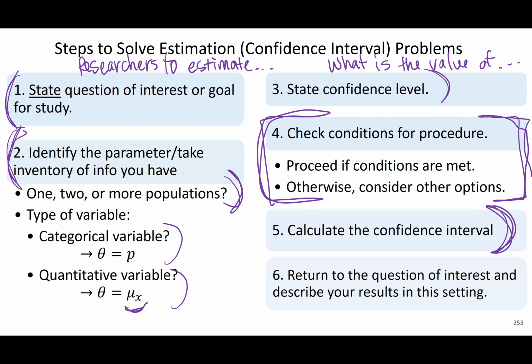Calculate the actual interval, and then this one's huge. You have to actually return to the question and answer it. So you have to say, okay, well, with whatever percent confidence, we estimate the average OSU tuition in spring 2020 is blank to blank. That kind of idea. And we do have a template for that.